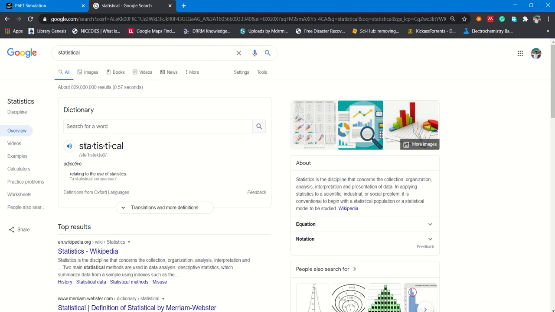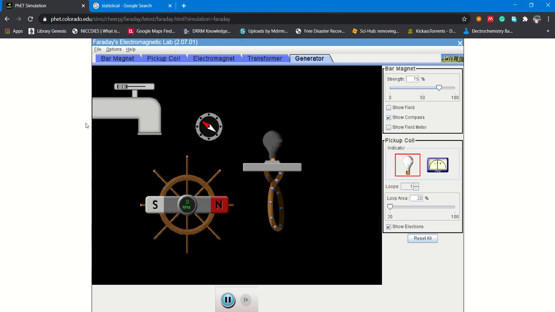So basically, in a nutshell, an empirical model can give you the explanation about a phenomenon, while a statistical approach can give you the model of the phenomenon as well as the prediction of other possibilities in the phenomenon. So we're going to combine empirical and statistical analysis today. As you can see, this is Faraday's electromagnetic lab, courtesy of the PhET Colorado simulation.